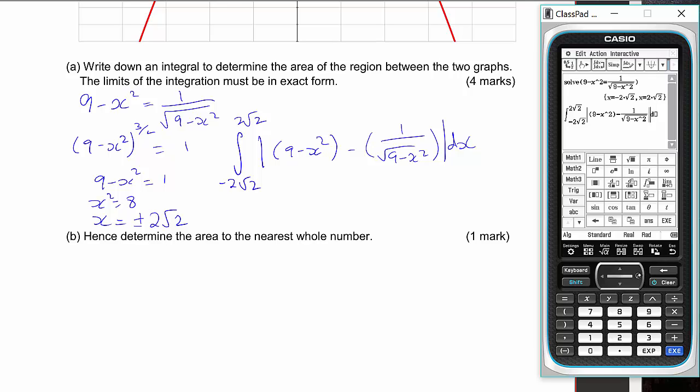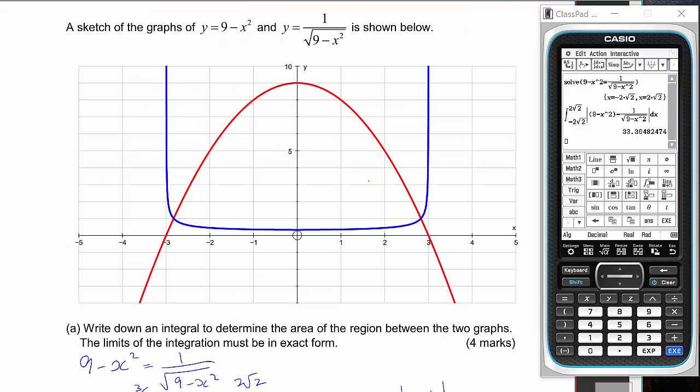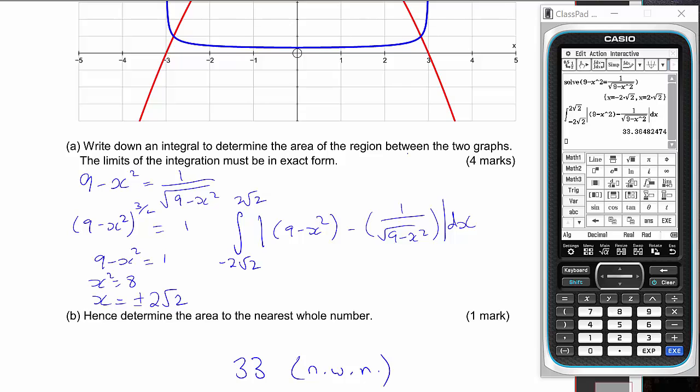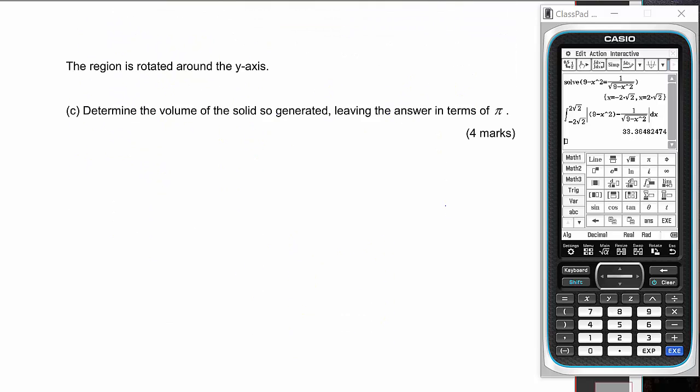I don't think we need any brackets there, so we just need to tell it with respect to x, and nearest whole number, so we will probably want it in decimal. So we'll execute that, and it seems to be 33 to the nearest whole number. Now let's go down and look at part C, and then we'll come back.